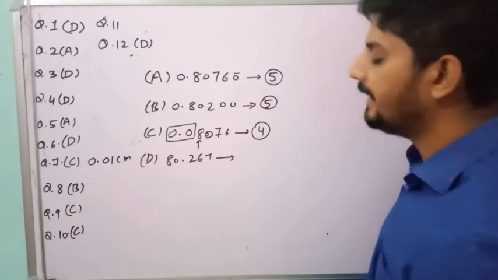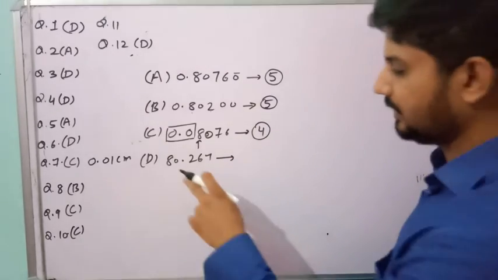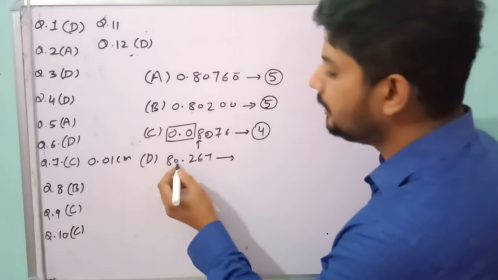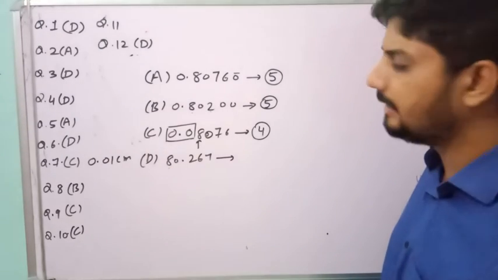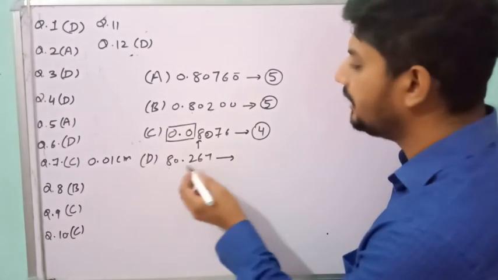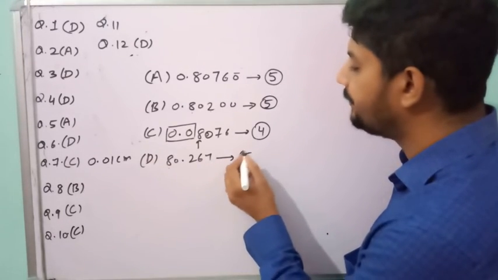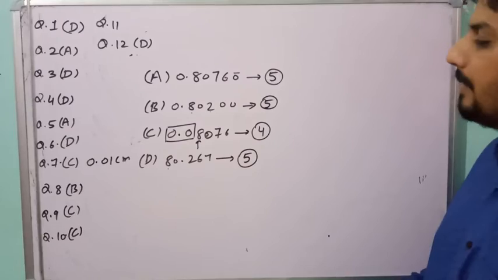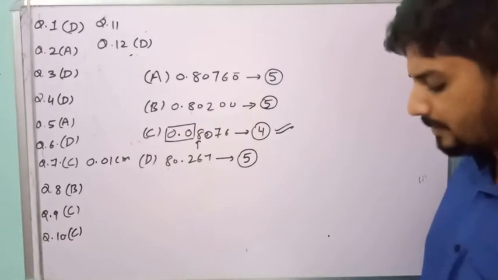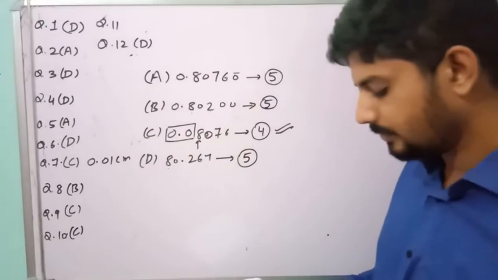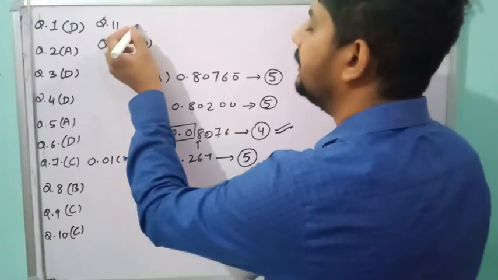Here if I want to find out the significant digits in option D, this 0 is being trapped between 8 and 2. So of course this is going to be considered as significant. Number of significant figures here in option D as well is 5. So the minimum number of significant digits is in option C. So your option C is correct here. Question number 11 answer is C.